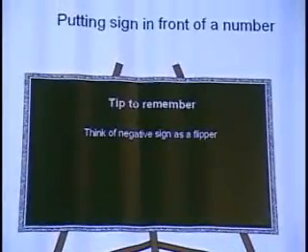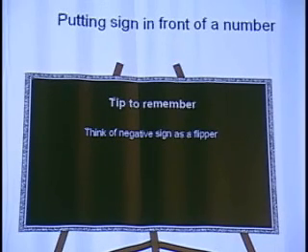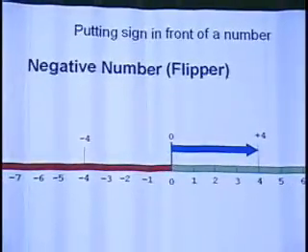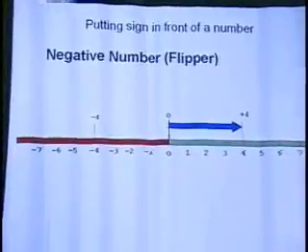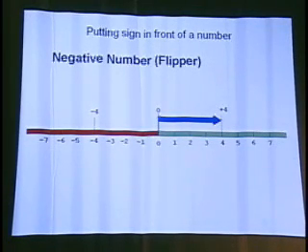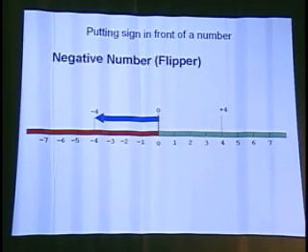Now I'm going to explain what a flipper is, but just note this down, that a negative number is a flipper. It flips the meaning of the number. Let's see how it does. Our blue arrow shows that we have chosen a number which goes up to +4 right now. And as soon as we apply a negative sign in front of this, let's watch it carefully. It goes to -4. It flips the meaning of 4. The +4 became -4. That's called flipping.